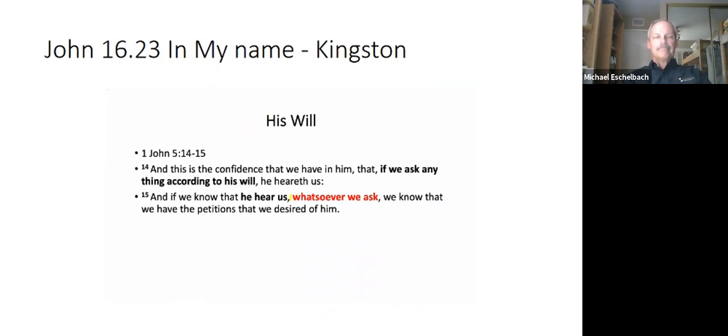In 1 John chapter 5, verses 14 to 15, God says that whatsoever we ask, it shall be given. But it says that when we ask according to his will, so when his will and our desire come together, God gives that. So God's time and God's will make things happen.